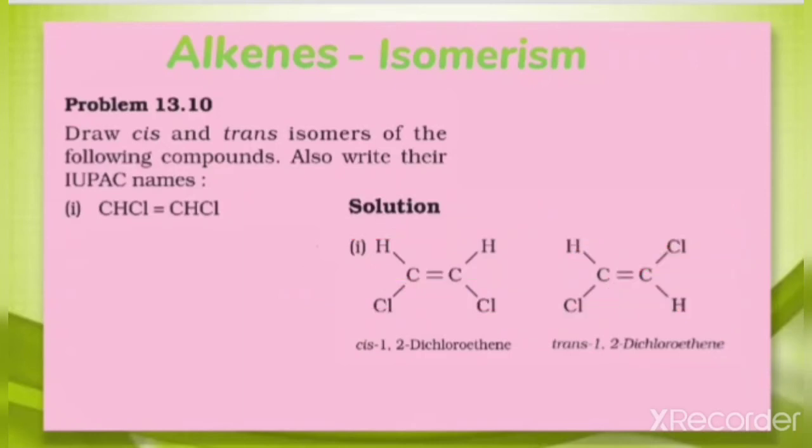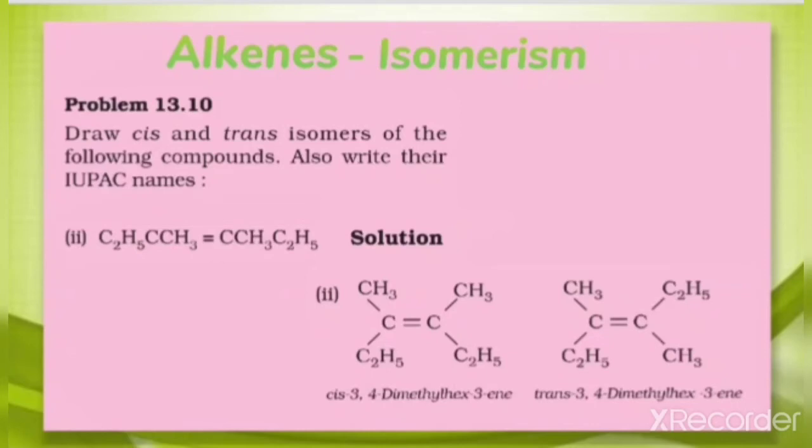Next, the second part of this one: C2H5CCH3 double bond CCH3C2H5. That means between these two carbons we have one double bond. So first you make the two carbons with one double bond. Now look at the groups we have here: the C2H5 group is there, and CH3 is there. So first you make the cis form: CH3 on the same side, C2H5 on the same side. And when they are on the opposite side, it is called the trans form.